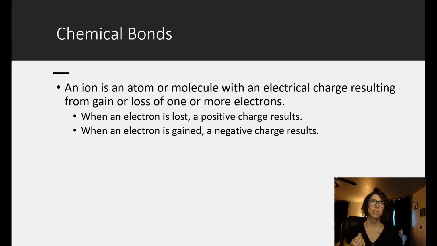When an electron is lost, a positive charge results, because remember, in the nucleus are positively charged protons. Usually they're balanced by the negatively charged electrons orbiting, but if you lose an electron, then you have an imbalance. You have more protons than electrons, so you have a positive charge. Conversely, when an electron is gained, a negative charge results, because now you have more negatively charged electrons than positively charged protons.